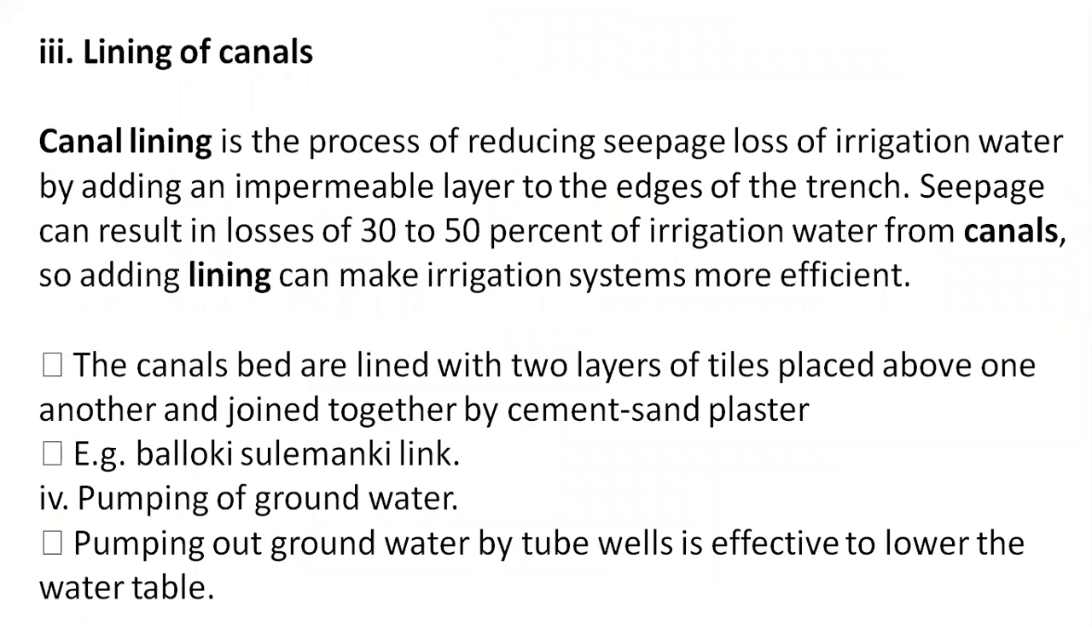Okay, now how can we again combat the problem of waterlogging? This is done by lining of the canals. Lining a canal is the process of reducing seepage loss of irrigation water by adding an impermeable layer to the edges of the trench.